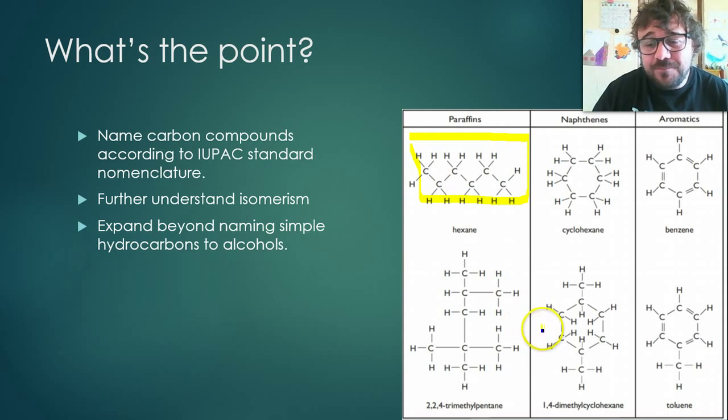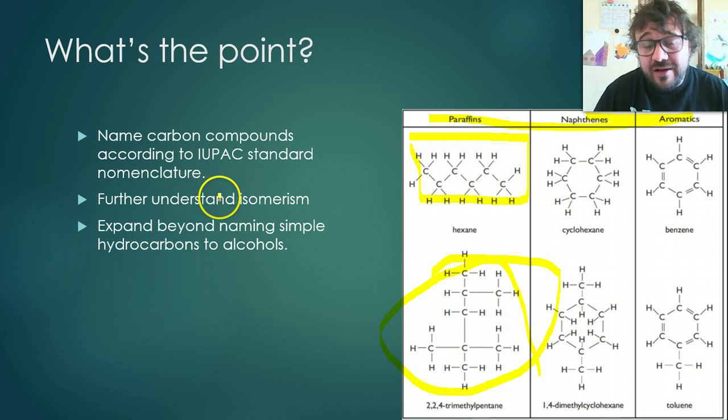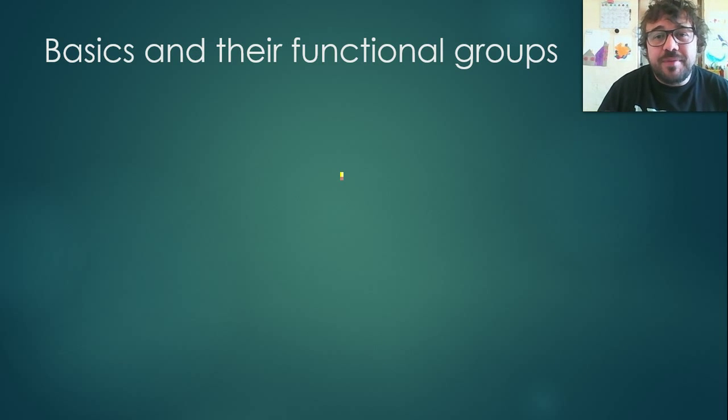And, more impressively, you should be able to name this one. And that one's insane. You should also be able to name these and these. And you should know what these words are. But we'll go through that again. We'll either make a second video or you can use your textbook. It's up to you. You also want to be able to further understand isomerism in a bit more detail, and you want to be able to expand beyond naming simple hydrocarbons to alcohols, or from now on, alkanols.